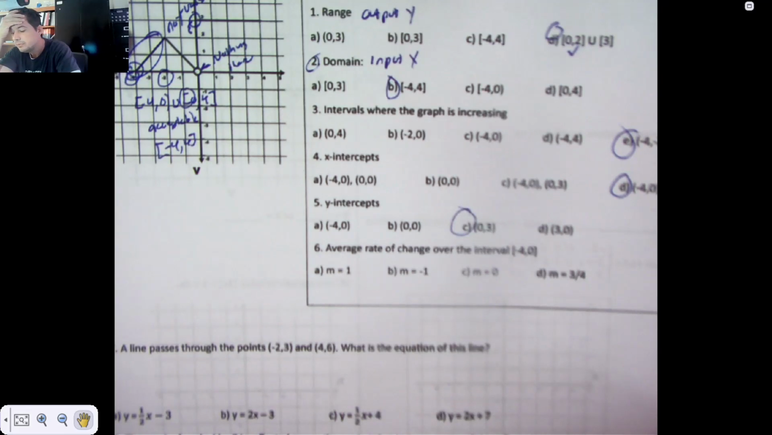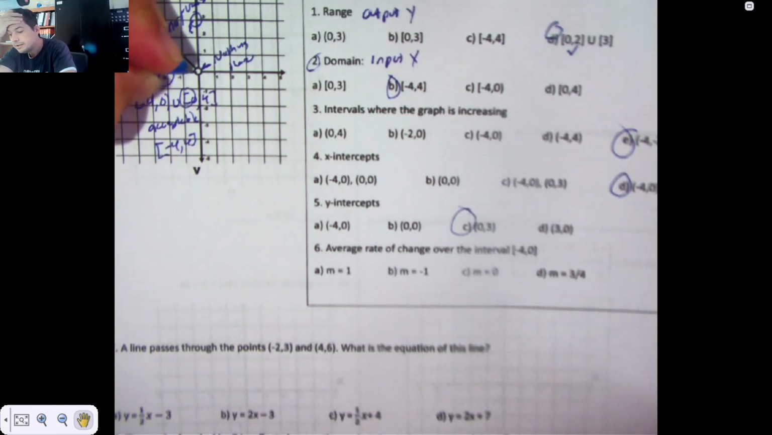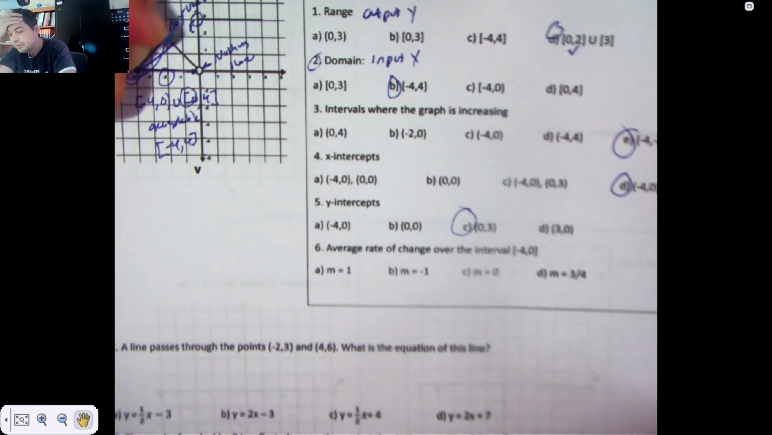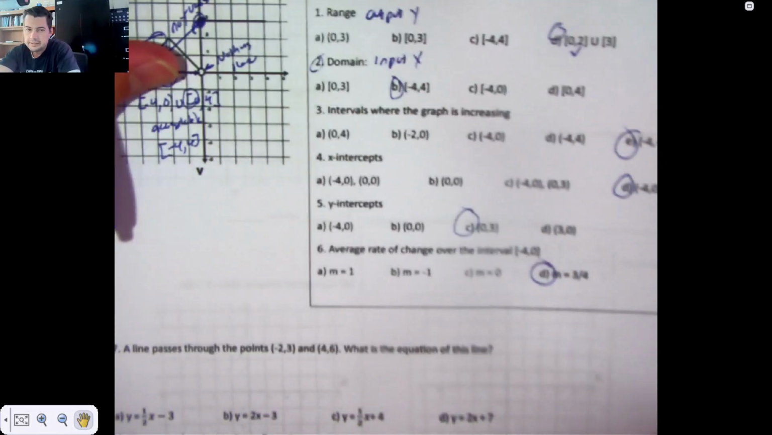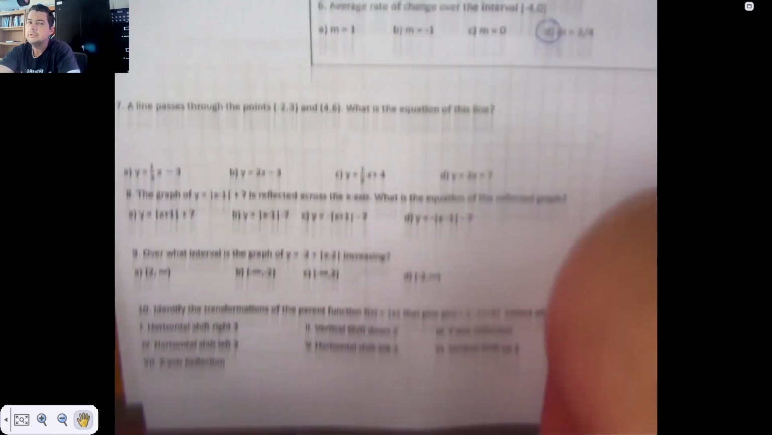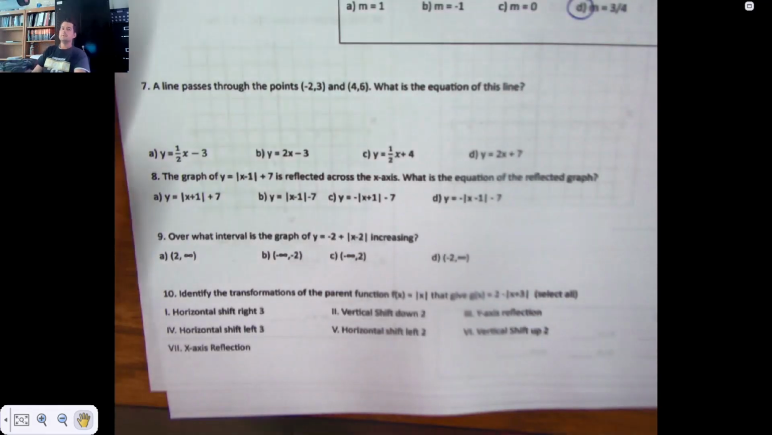Average rate of change from -4 to 0. Now, I've already drawn all over this thing, but here's where x is -4. There's where x is 0, because the function's there. And you rise 3 and you run 4. I can see why kids pick C. I do. C is a good distractor.